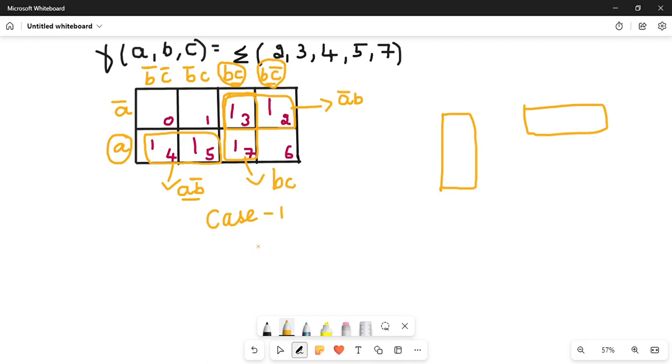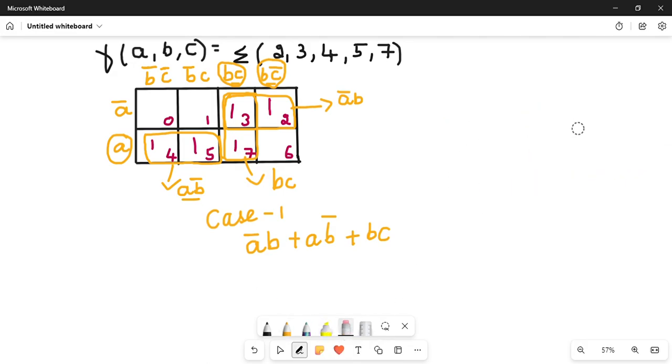So according to case number 1, it will be A bar B plus AB bar plus BC, right? Yeah. So you are grouping it in a horizontal manner. I'm sorry, you are not grouping it in a vertical manner, right? This is your vertical manner, vertical lines, isn't it? So you are grouping horizontally. That is why when you group it in a horizontal manner, your A bar and A will get cancelled, right? That is one important thing, right?